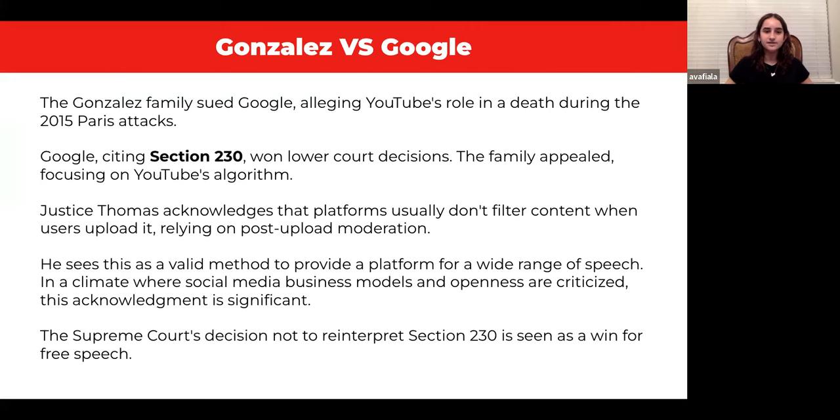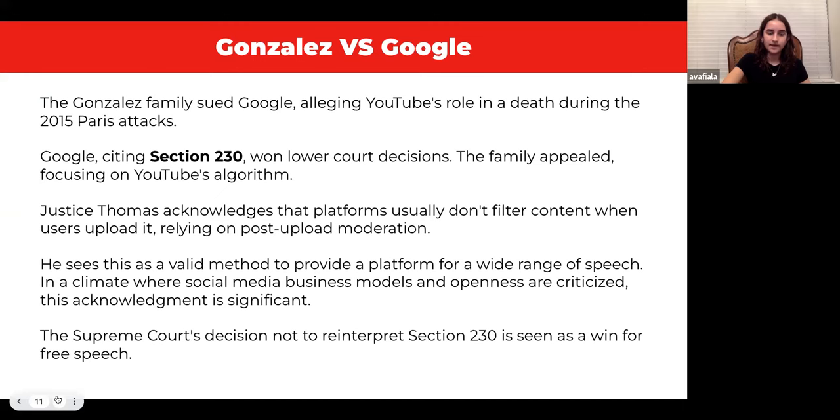But okay, the first case is Gonzalez versus Google, where the Gonzalez family sued Google, alleging that YouTube played a role in a death during the 2015 Paris attacks. Basically, someone was killed during the Paris attacks, and they blamed YouTube because online, people fuel different protests and all of these things. This was fueled on YouTube and then someone died, so the family sued, saying Google would be liable because their algorithm keeps bringing up these attacks. But it was overruled because under Section 230, again, these third parties don't have liability for what happens. So that was one of the court cases.